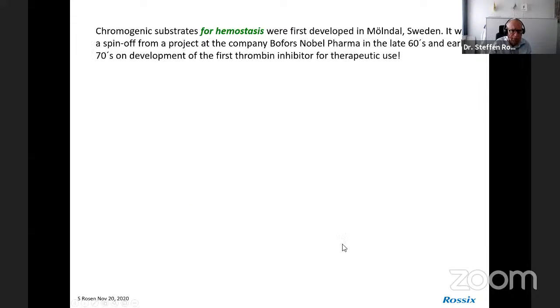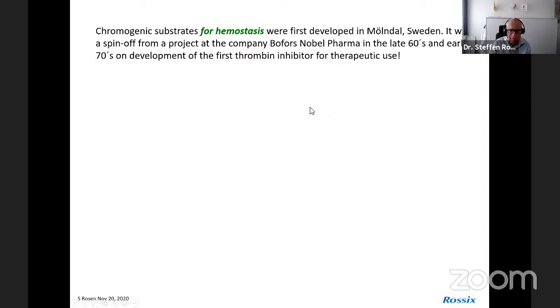Now, briefly on the background. The chromogenic substrates for hemostasis were first developed in Mölndal, Sweden. It was a spin-off from a project at the company Bofors Nobel Pharma in the late 60s and early 70s on development of the first thrombin inhibitor for therapeutic use. Actually, already at that time, this company was located in the same building where Rosix is located now and where Chromogenix was located earlier. So it's quite a tradition here.